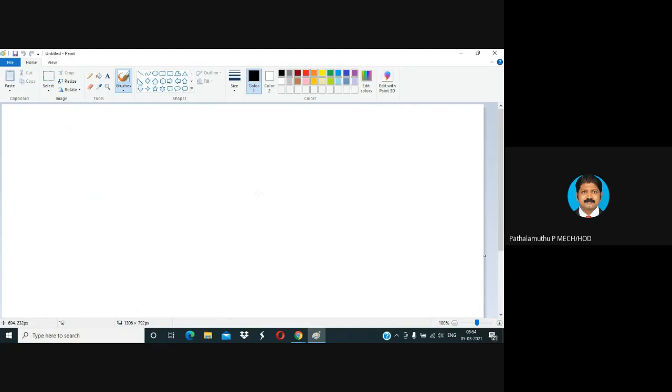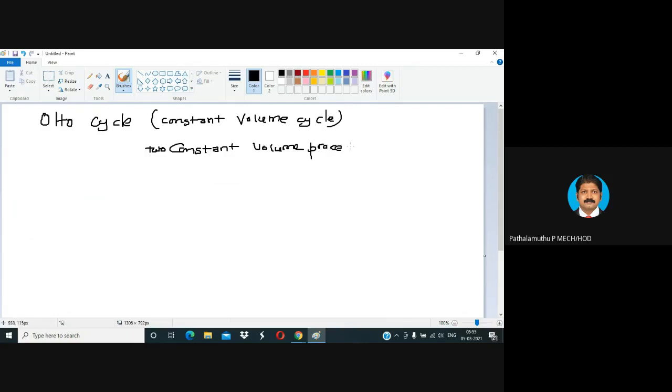Otto cycle, it is also called the constant volume cycle. The Otto cycle consists of two constant volume processes and two isentropic processes.